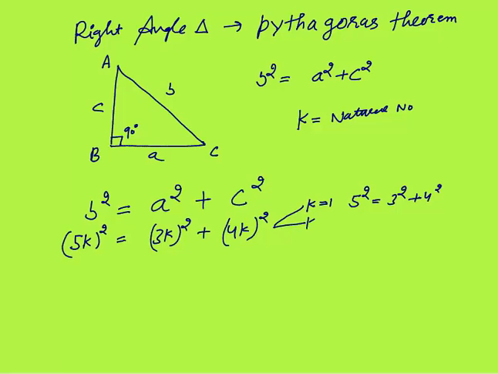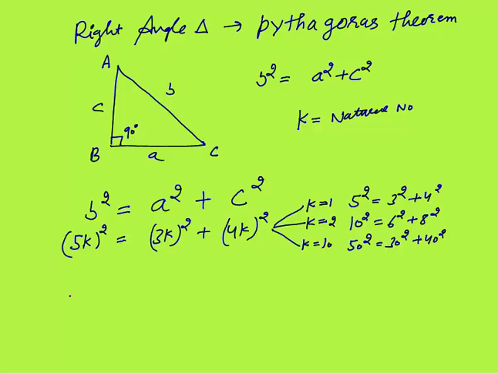If k is 2, then you can say that 10 square is equal to 6 square plus 8 square. I am putting k as 2. If k is 10, then 50 square is equal to 30 square plus 40 square. This is one Pythagoras triplet.